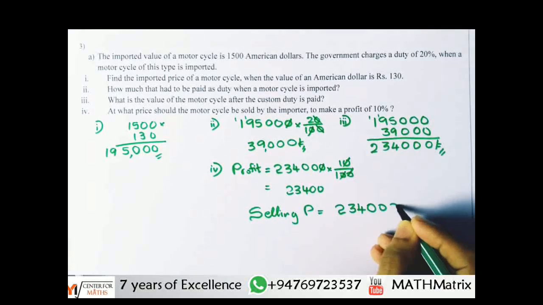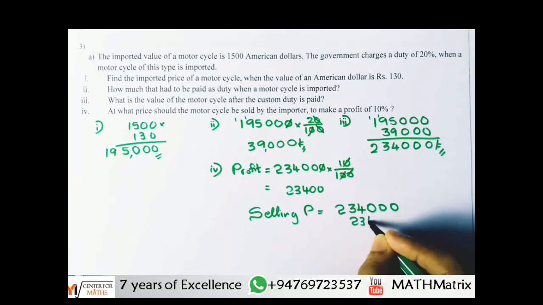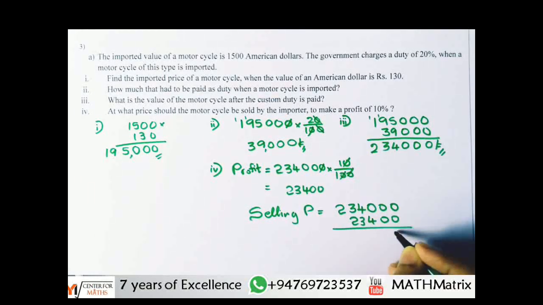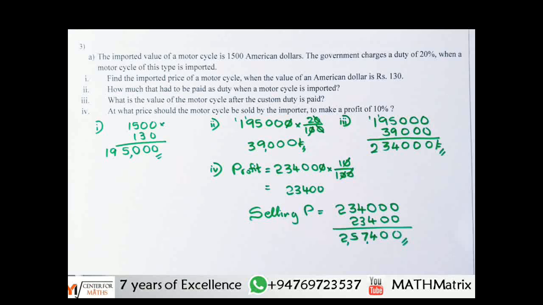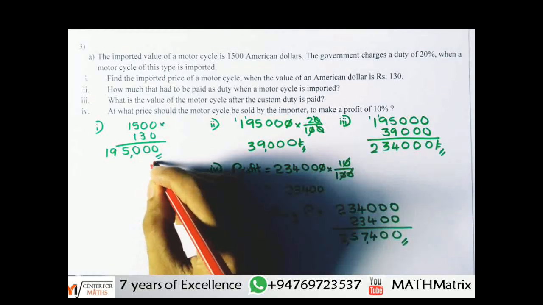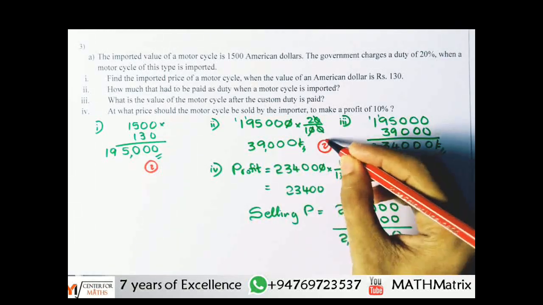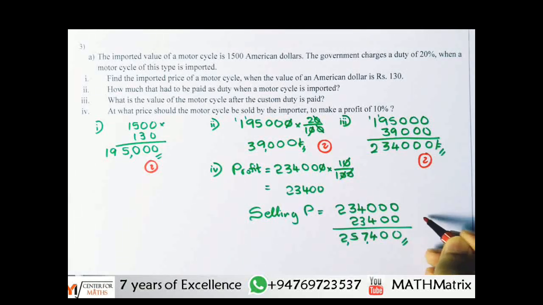2,34,000 plus 23,400. So now we'll get the answer: 2,57,400. So here is the answer, and you can give 2 marks for each. Here for 1,95,000, 2 marks, and for this again 2, for this again 2, and for finding the last one again 2 marks.